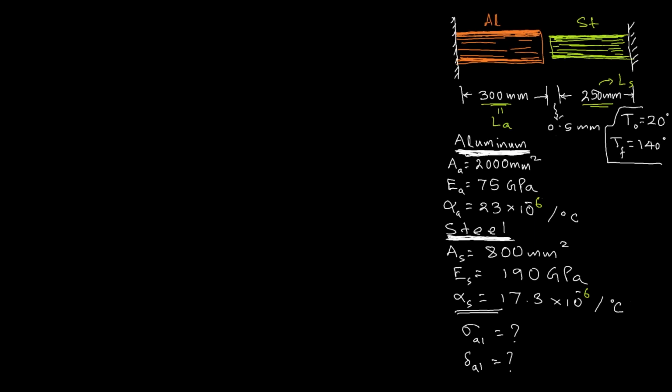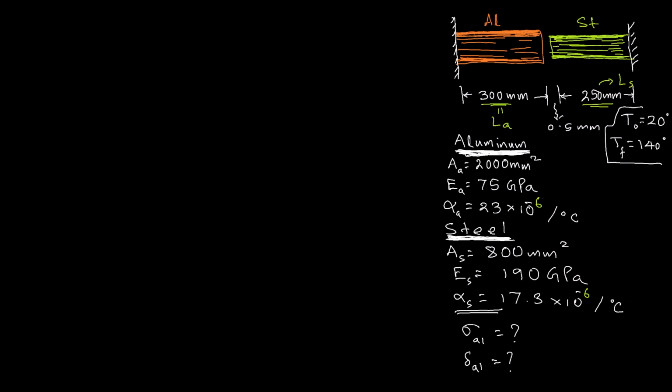In this segment, we will solve a problem from axial loading cases, and the problem goes like this. There is an aluminum rod and there is a steel rod. The length, the area, the Young's modulus and the thermal expansion coefficients for both aluminum and steel are given here as known data. And it's known that when they were assembled in this fashion, there was a gap of 0.5 mm between them, and during the assembly the temperature was T0, which was 20 degrees centigrade.